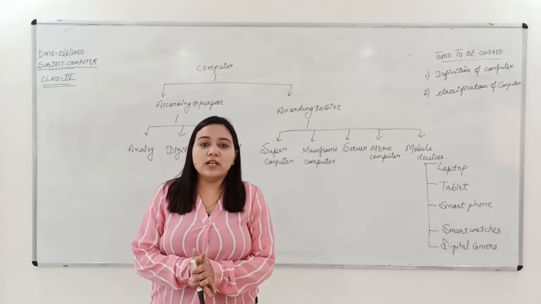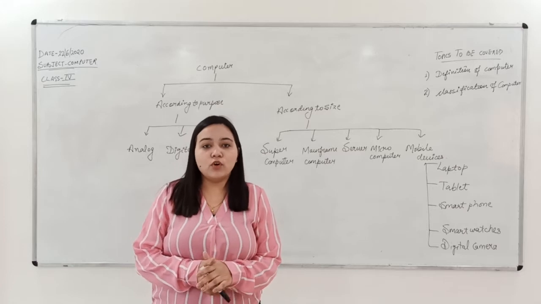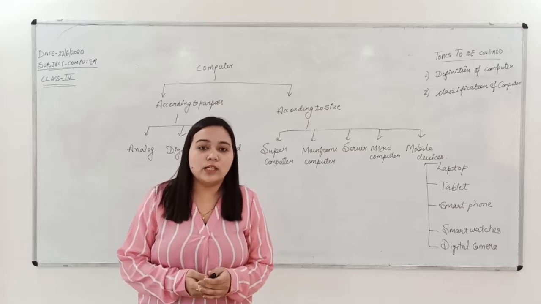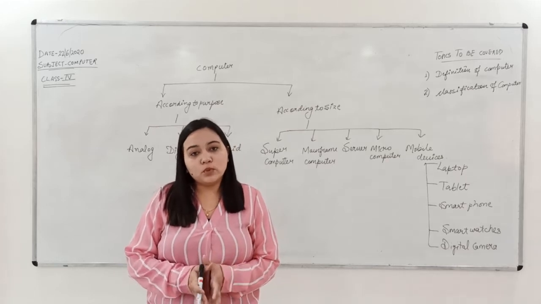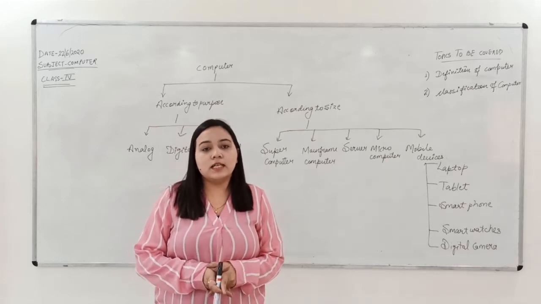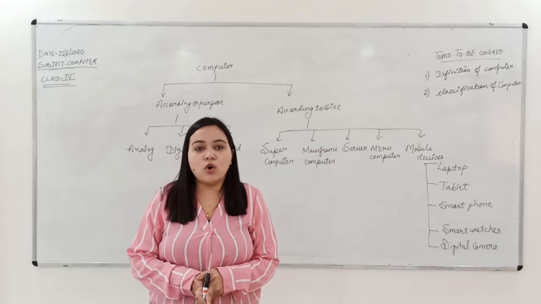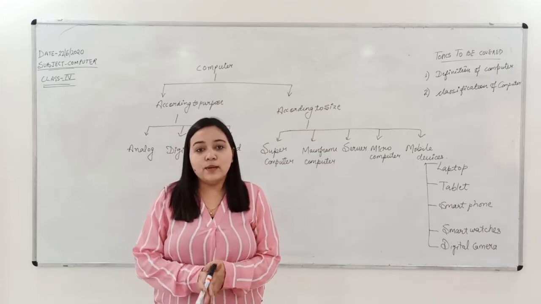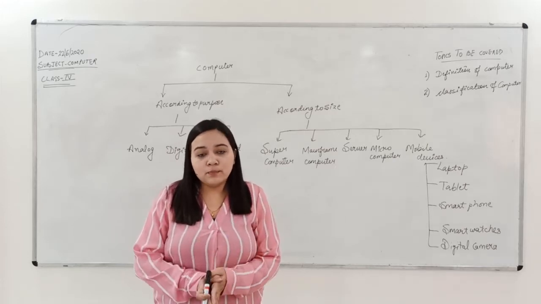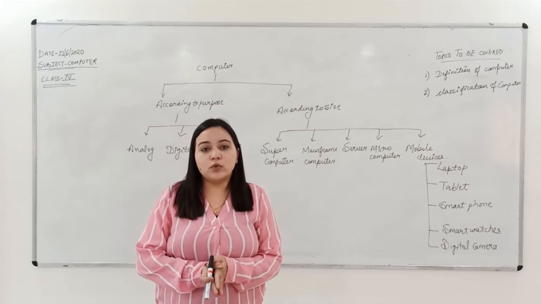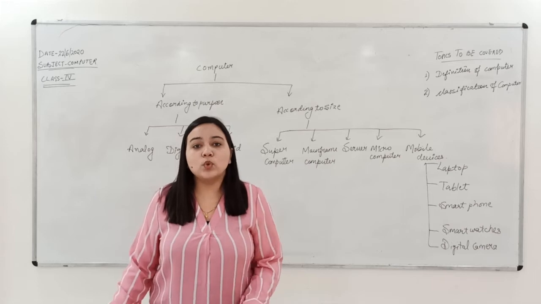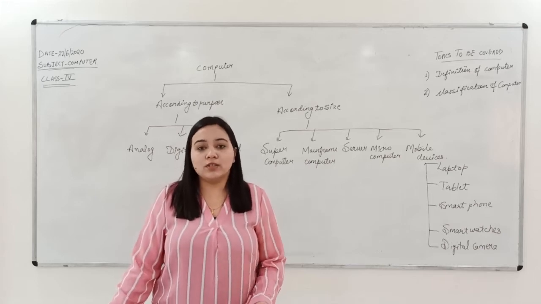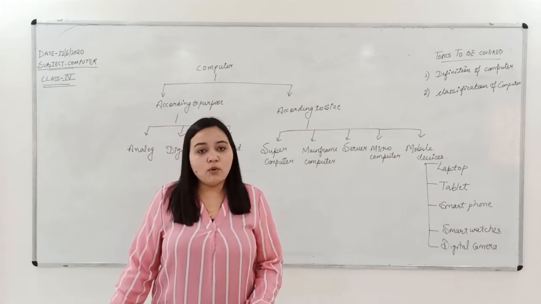So you are already aware of the definition, but still, for a very quick revision, I would like to repeat the definition for you all. The definition of a computer is, it is an electronic machine or an electronic device that takes input from the user and processes those inputs and then gives you the desired output or the result. This is how a computer works.